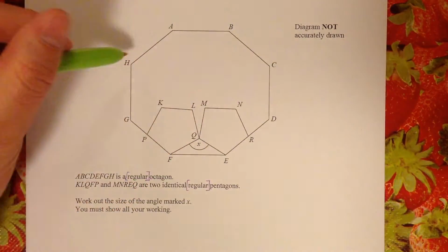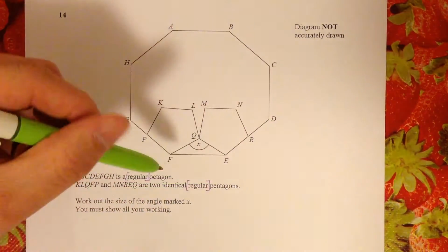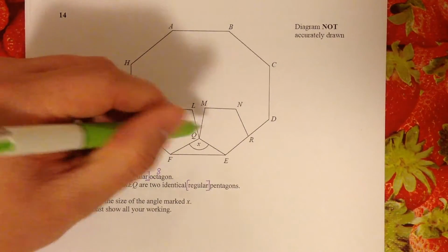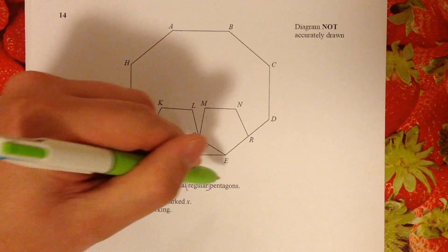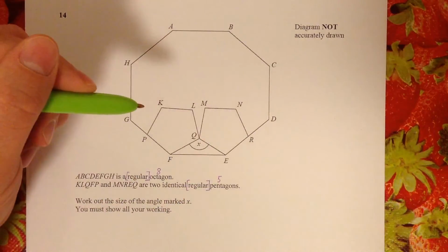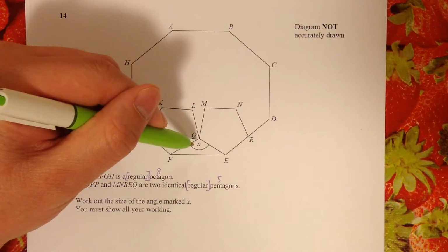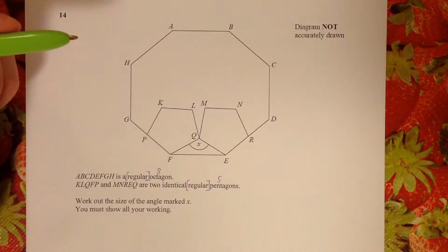The larger polygon around the outside here is an octagon, which is an 8-sided shape, and the two that are constructed internally are pentagons, which are 5-sided shapes. We're then asked to calculate angle x here, which nestles in between these two pentagons. So there are many ways to approach this question.